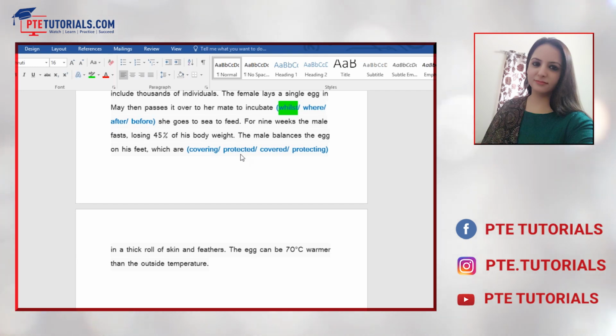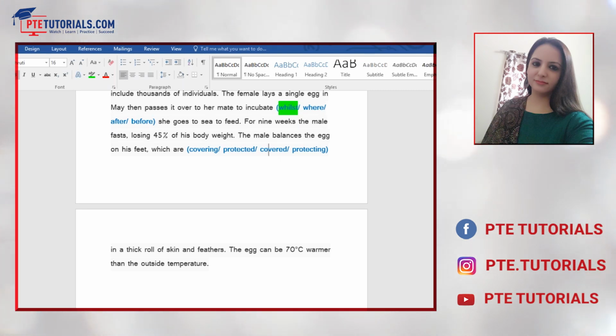If I need the word protected, I need here "which are protected by something." It is covered in. With covering, you need "in," and "in" is written there. Which are covered in a thick roll. Something is covered in, you always say, but you never say something is protected in. Protected by. Clear? So I will be choosing here covered. This is the correct answer. Which are covered in a thick roll of skin and feathers.